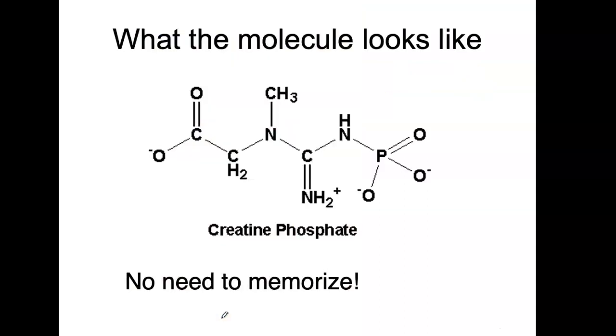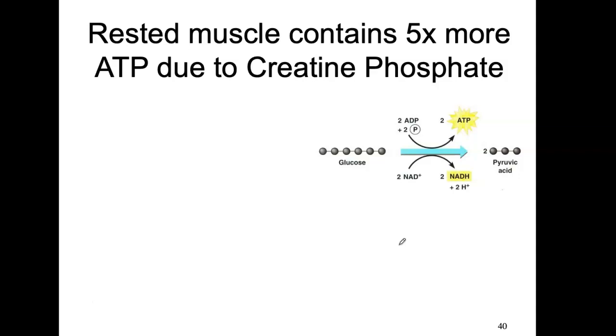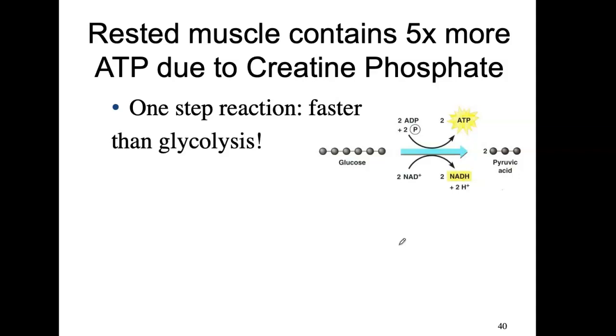This is what the molecule looks like of creatine phosphate, but it's not something you would memorize. You can just visualize the phosphate here on this end that it's donating, but don't worry, you will never have to recognize this or write it out or anything. Rested muscle contains about 5 times more ATP due to this creatine phosphate that you have sitting around waiting. It's a one-step reaction. It's faster than any other form of obtaining ATP.